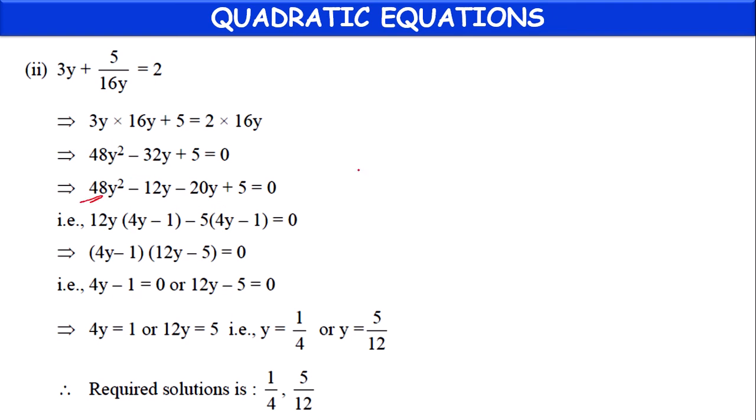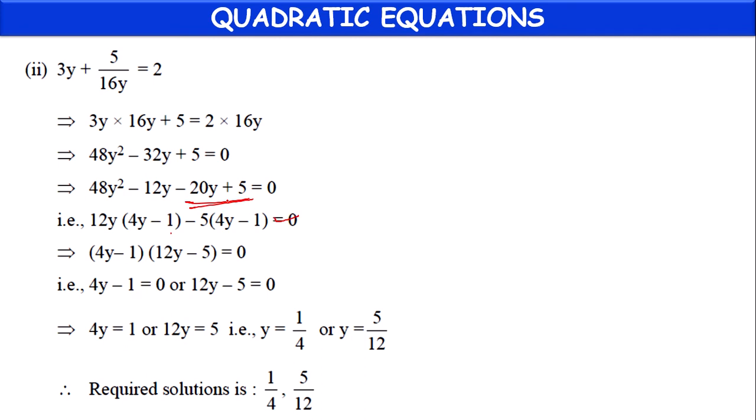So here 48 means 4 into 12. Here also 12 is there. If we take 12 common and y common, in 48 a 4 will be remaining, in y square, y will be remaining. Minus 12 taken common, y taken common, nothing will be remaining there. So we can keep 1.